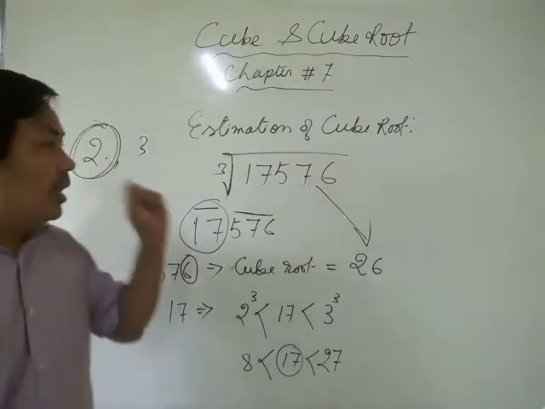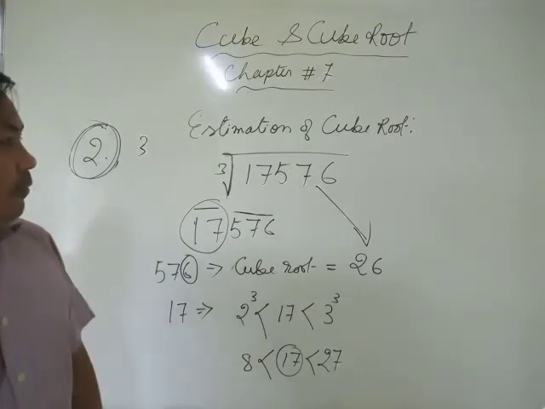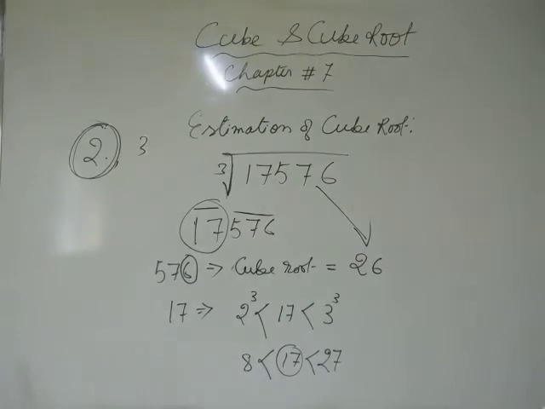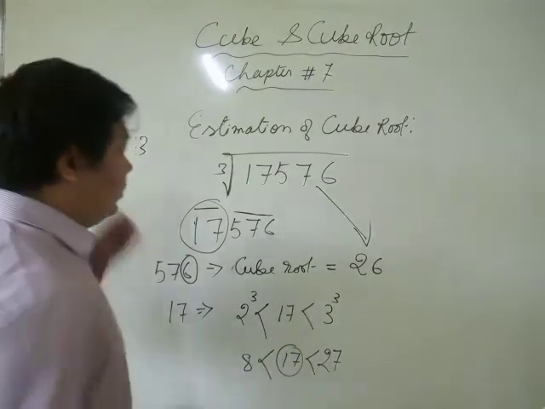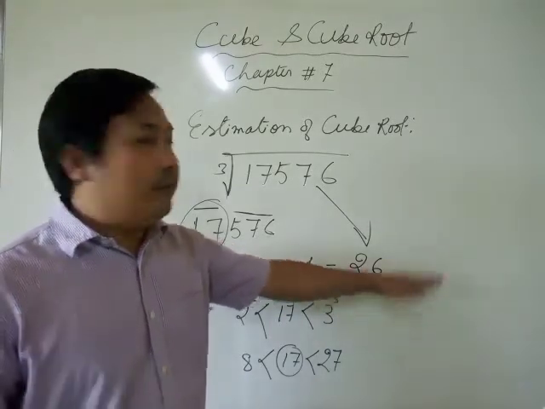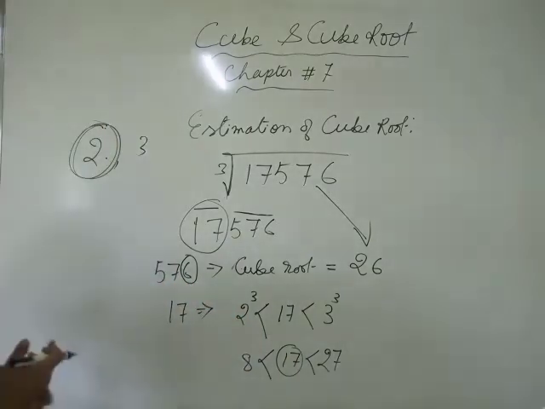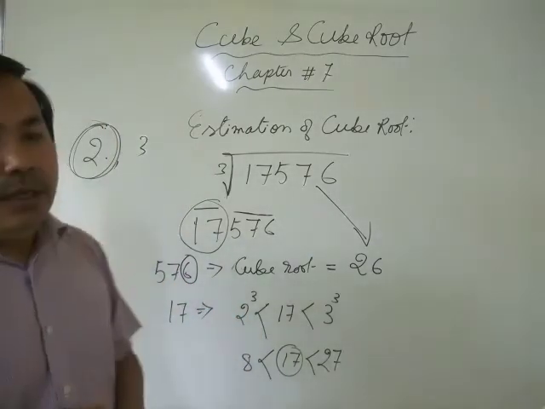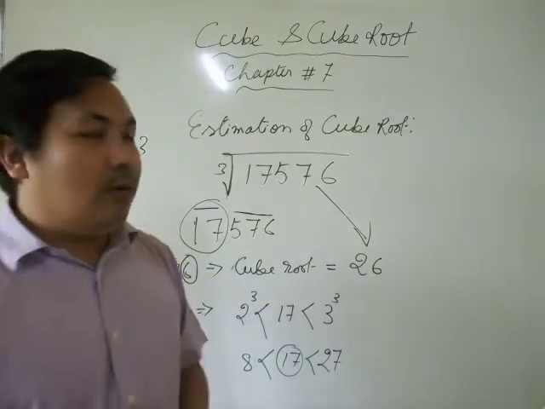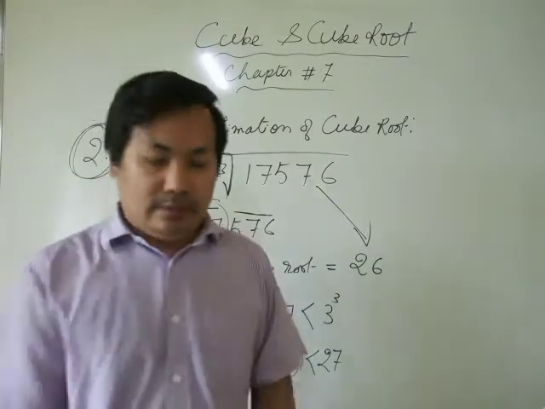26 is the cube root of 17576. If you multiply 26 three times, you will definitely get this number. This is how we can estimate a cube root. Just take this and try to understand. If you have any problem, you can ask me at any time. Now with this, let us go to our exercise of chapter number 7, exercise 7.1.